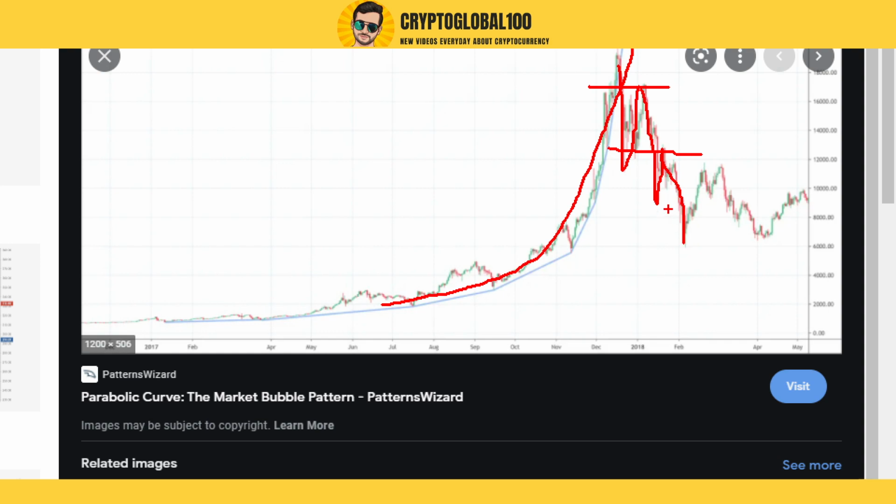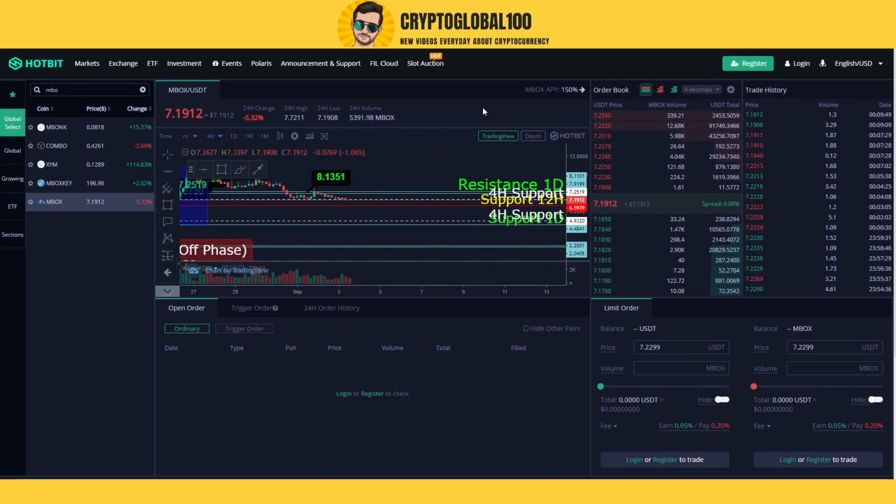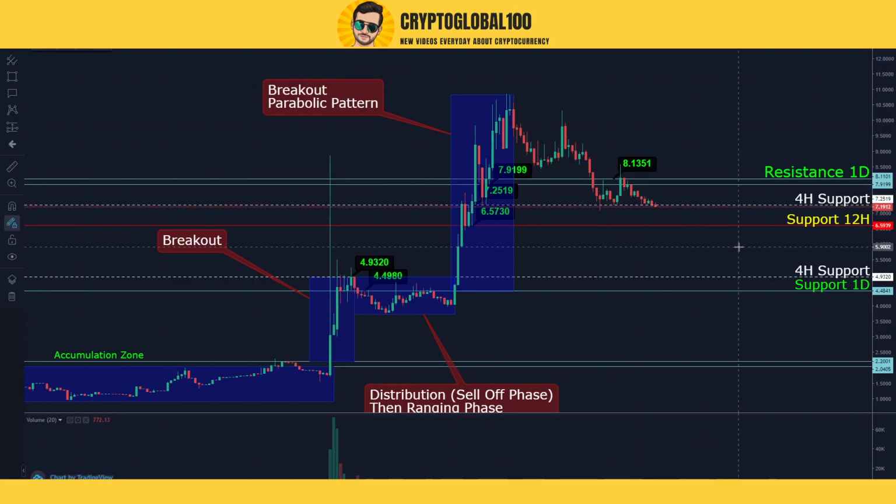Again, we are now in this phase. To be honest, we are in this phase. So this is the current reality of the Mobox. We are in this phase, so keep that in your mind. We might be going down strongly because this is the 4-hour support, this is the 12-hour support.